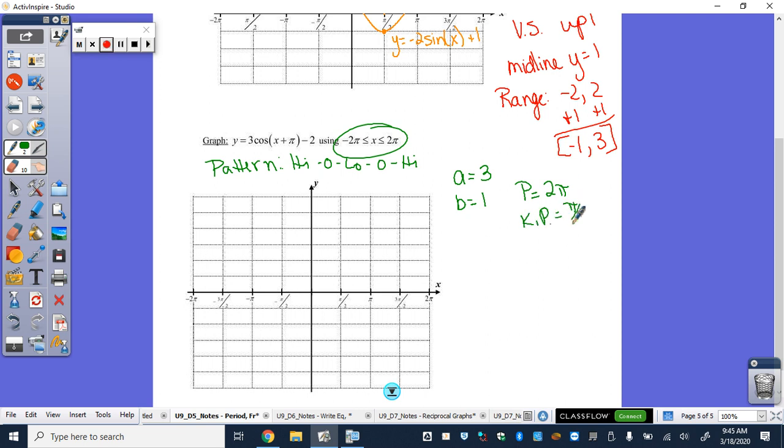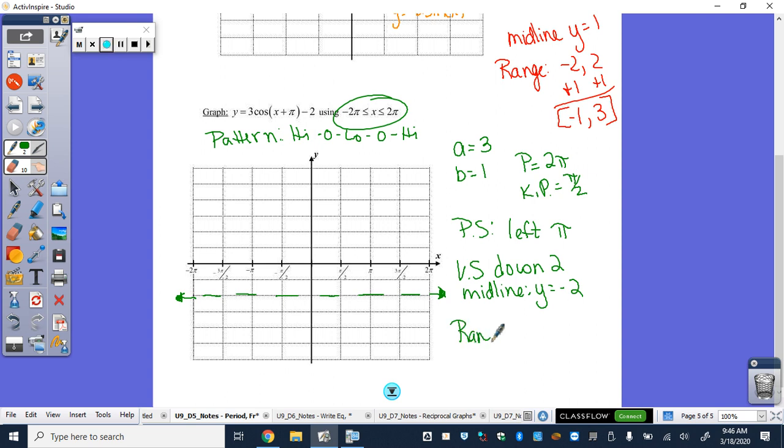So my key points is pi over 2. So again, that is your standard graph. So that aspect is not going to change. We do have a phase shift, left pi. There's a vertical shift of down 2, which means my midline is at y equals negative 2. So I'm actually going to go and draw that in first. As soon as I figure out where my midline is, you always want to draw that in first before you try to do anything else with the curve. So there's my midline.